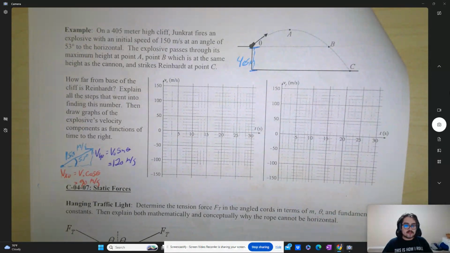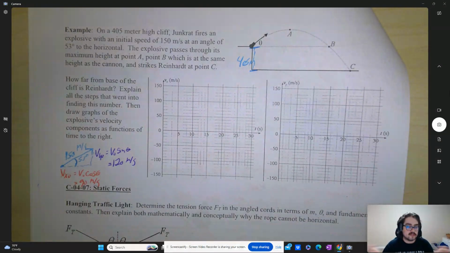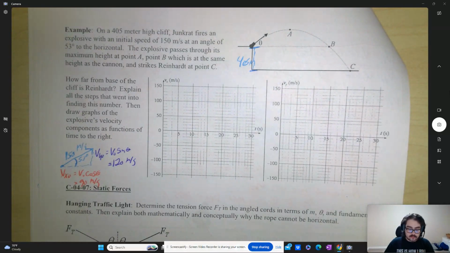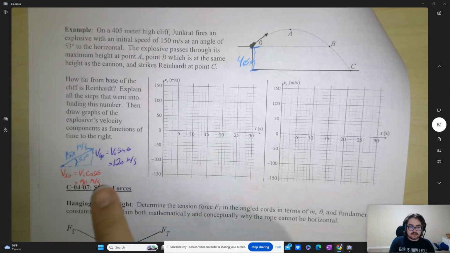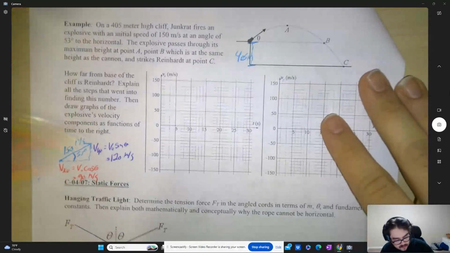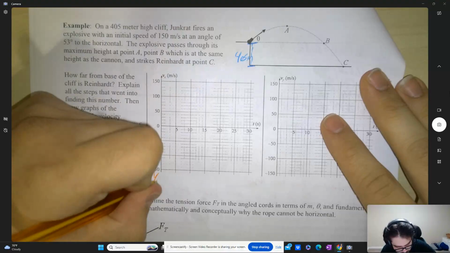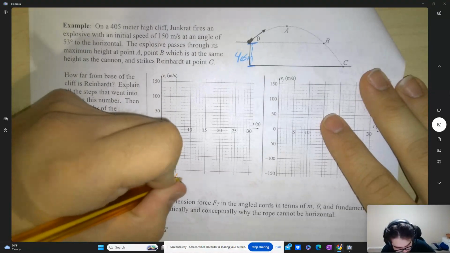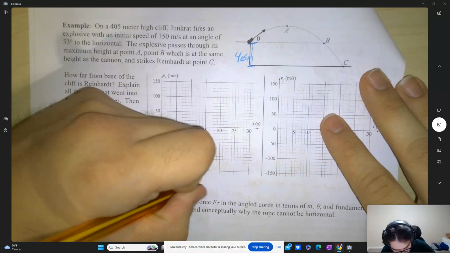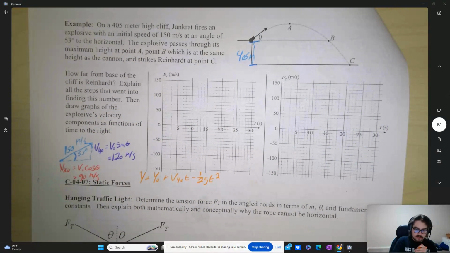Okay, so I know the starting place. I just don't know how long it's going to be in the air for. I know the initial velocities, that's fine. So let's figure out how long it's going to be in the air for. I've got y equals y naught plus v y naught t minus 1 half g t squared. I can't just use the time of flight equation because this is not a ground-to-ground launch. It's starting at a height higher than where it lands.